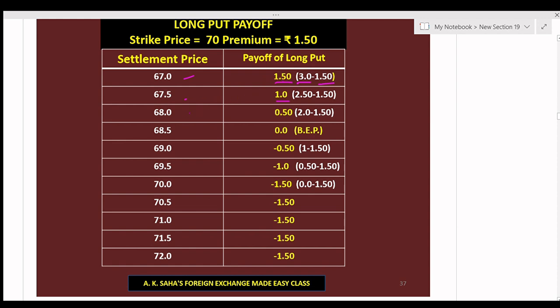So if it is increased, the profit will decrease, and ultimately when it is higher than the strike price, he will incur a loss of 1.50. If it is 69.50, the profit is 0.50 minus 1.5, so he incurs a loss of rupees 1.